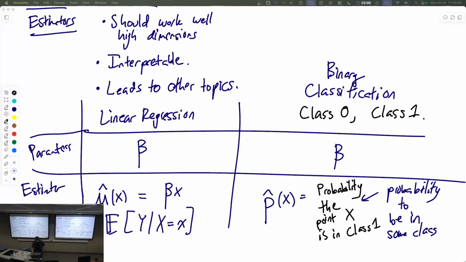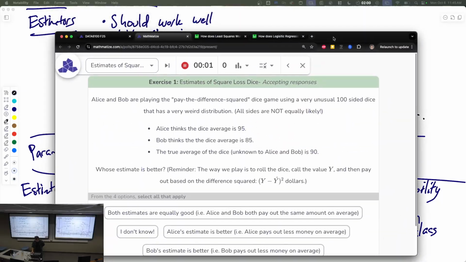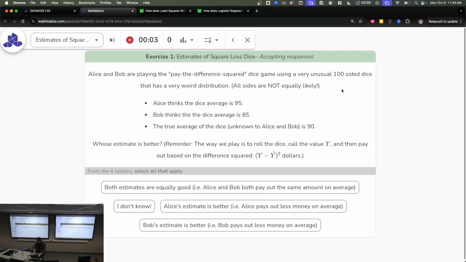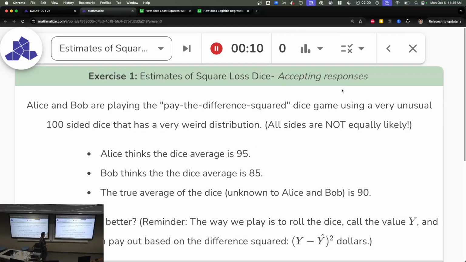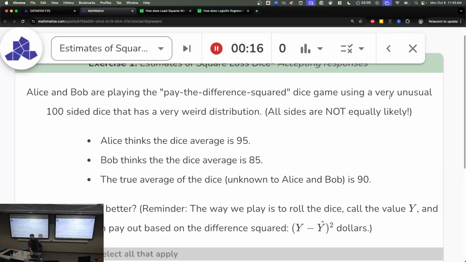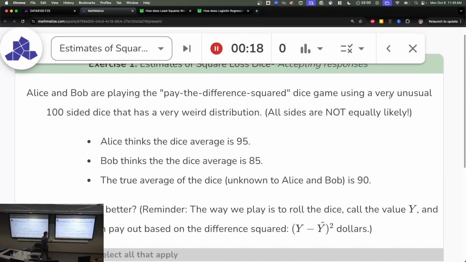So I have this warm-up question on the square loss of dice, taking you all the way back to the first few weeks of the course. And you might remember this game. Alice and Bob are playing this pay-the-difference-squared dice game using some very unusual 100-sided dice. It's a 100-sided dice, but you should not think that all the sides are equally likely. Maybe some of the sides appear many times. Maybe some of them are weighted. It's some weirdo dice.